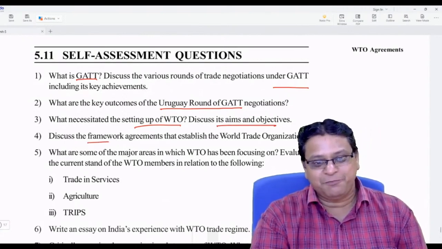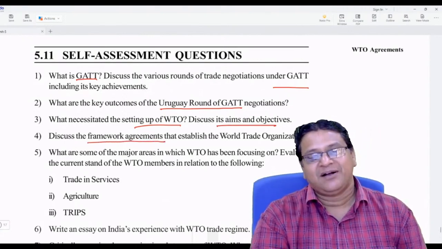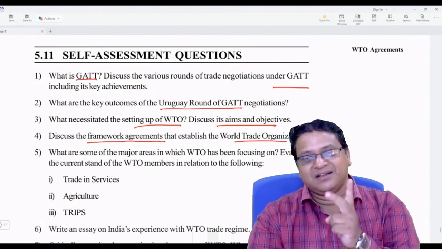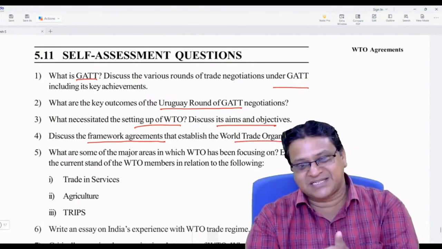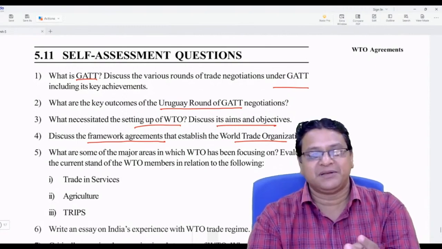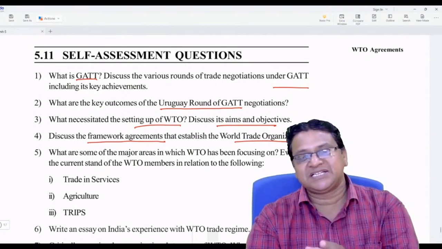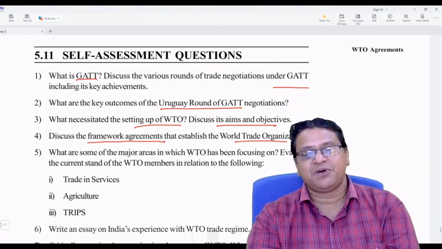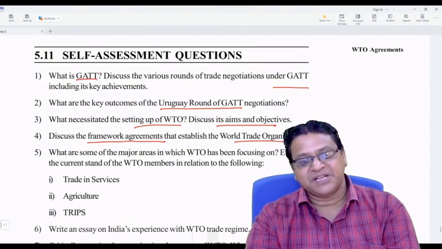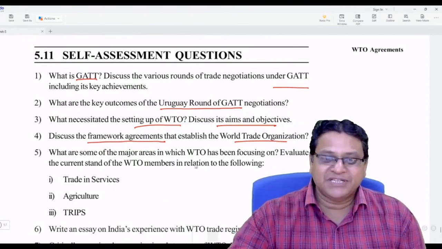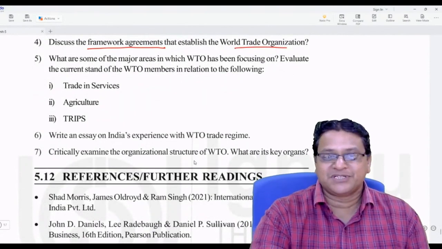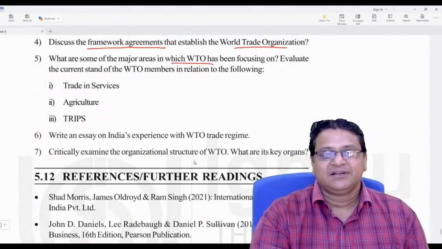Next, discuss the framework agreements of WTO. Framework agreements, three important agreements: GATT, GATS, TRIPS. These are the framework agreements. GATT is for goods, GATS is for services, TRIPS is for IPR, intellectual property right. What are some of the major areas in which WTO has been focusing on? We have discussed the major areas.